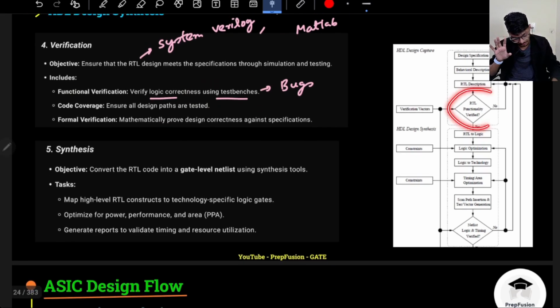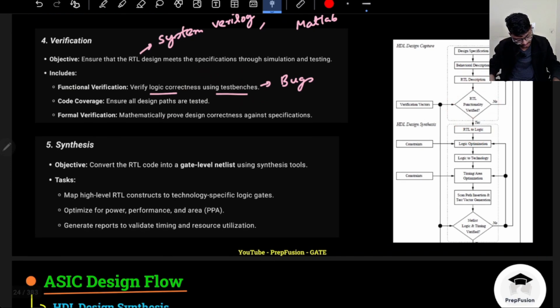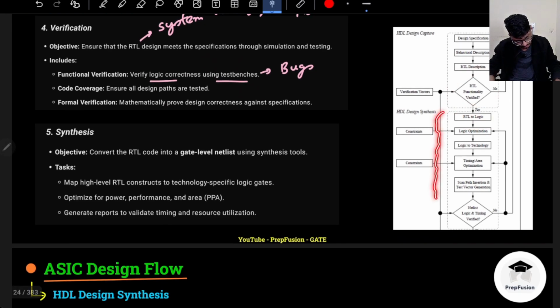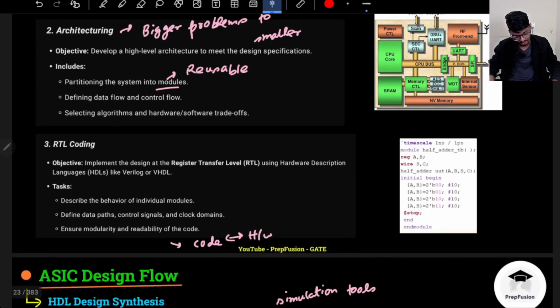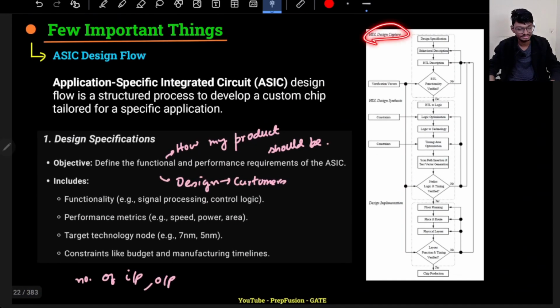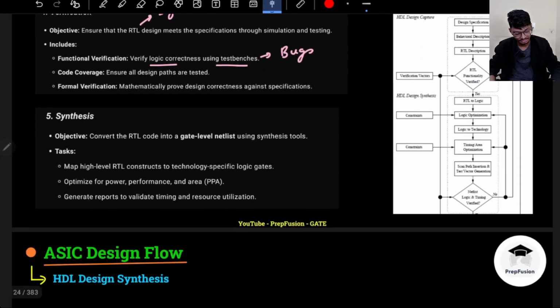After this happens, then we'll go to this synthesis. This whole thing is also known as HDL design synthesis. This portion is known as HDL design capture. We design it, we put in the schematic entry, all those things, but we actually do not convert it into hardware, just design capture. Now we are synthesizing it into hardware. That's why it is known as HDL design synthesis.